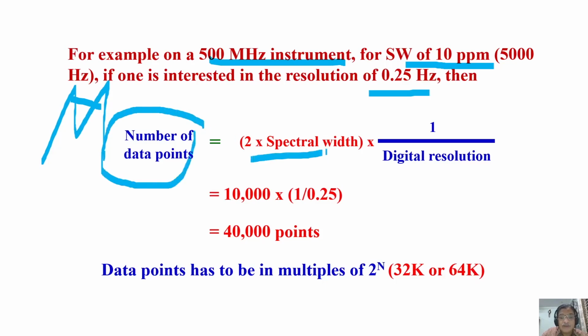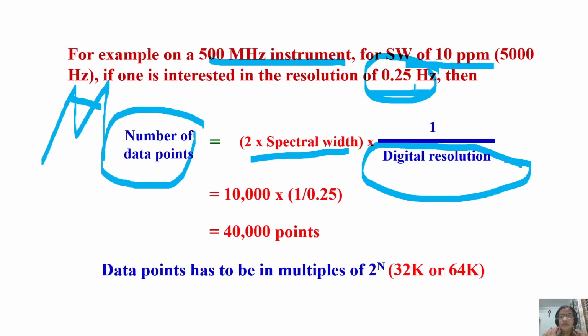You can decide that based on this equation: twice the spectral width divided by digital resolution. And this will tell me about my resolution. So my digital resolution should be at least 0.25 hertz. So the dwell time between two data points should be 0.25 hertz.